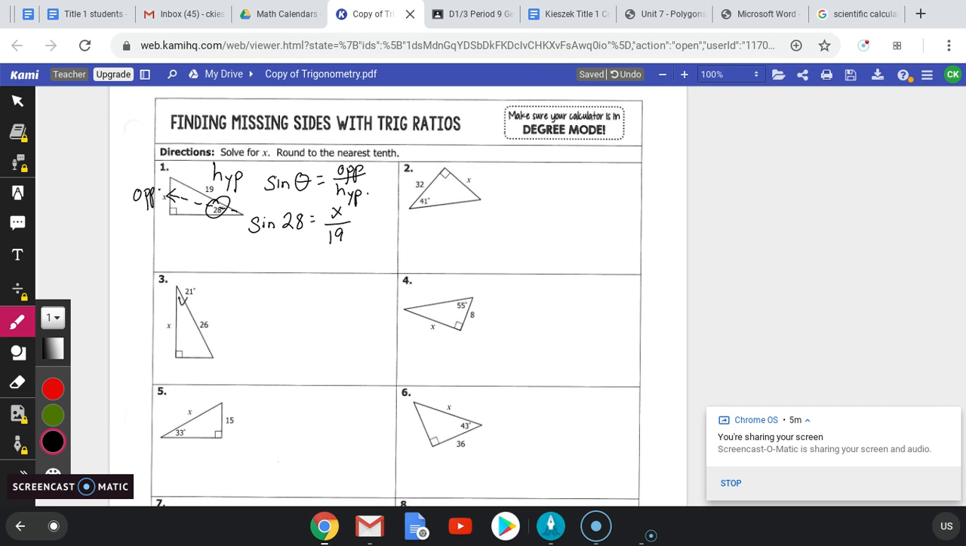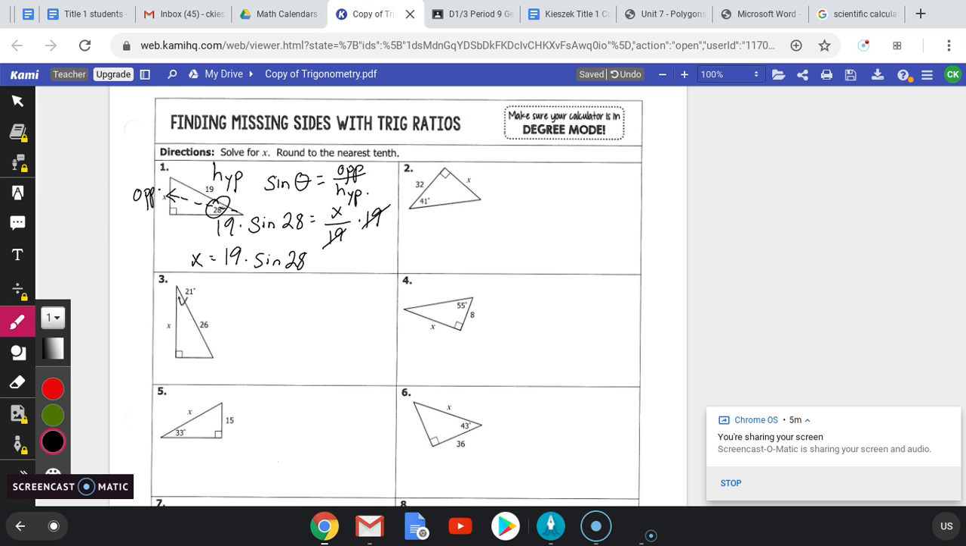Now what you want to do is just use algebra and solve for x. How do I get x by itself? Multiply each side by 19. So x equals 19 times sine of 28. And that's all you can do by hand here. The rest of it is using the scientific calculator.